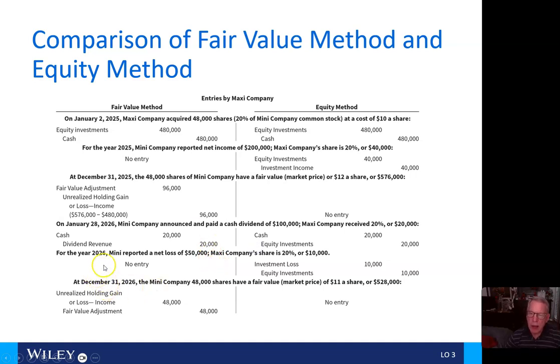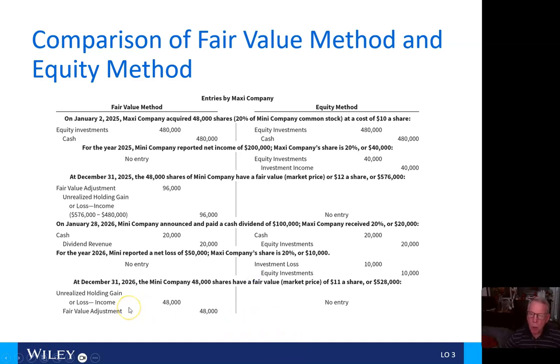Then for the year 2026, Mini reported a net loss of $50,000, and Maxi Company's share is 20% of that, or $10,000. Under the fair value method, we wouldn't have an entry, but under the equity method, we're going to record that $10,000 as a debit to investment loss and a credit to equity investments.